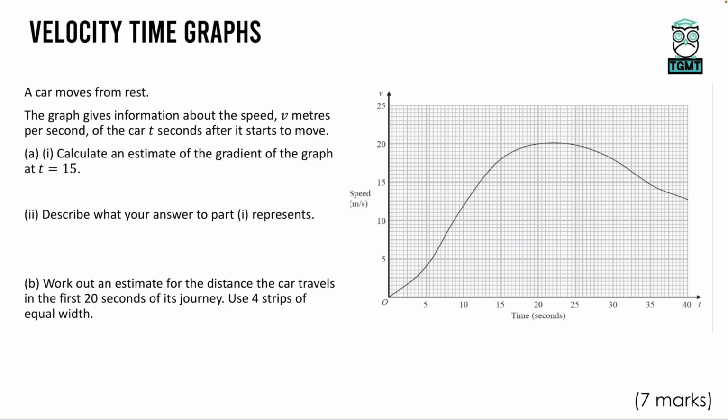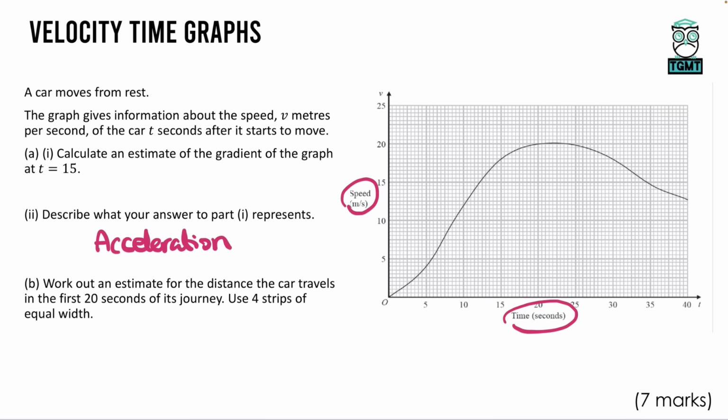Now it might not say calculate an estimate of the gradient, it might say something else, and that's what part 2 is relating to here. It says describe what this represents. Now the gradient of a graph represents the change in this thing here, which is speed in this case, by this thing here, which in this case is time. So it's a change in speed per second. Now a change in speed per second does have a fancy name. It's called acceleration. So this one here, we could answer this already: acceleration.